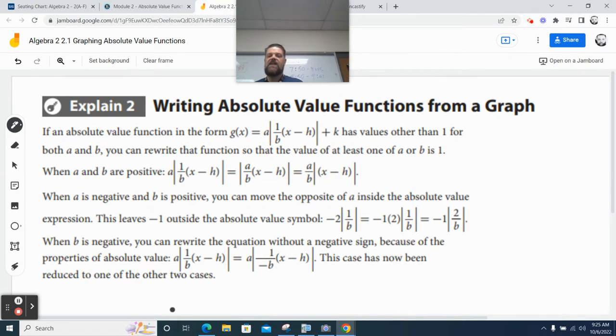So anyways, it says writing absolute value functions from a graph. So we can figure out, and we did a similar question like this on your test.